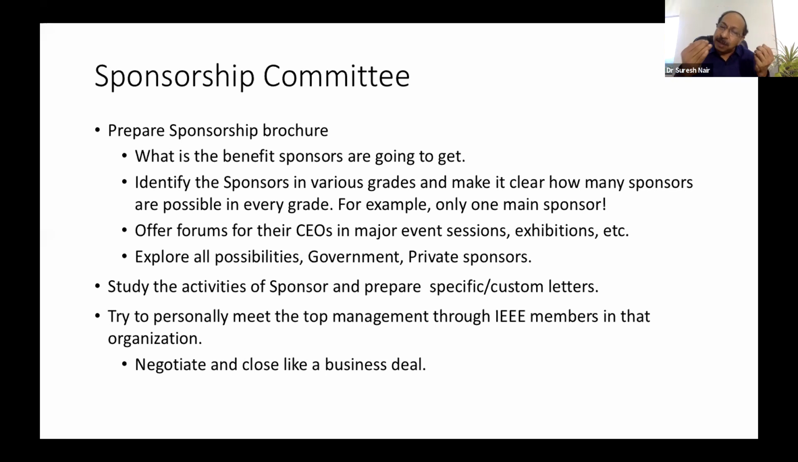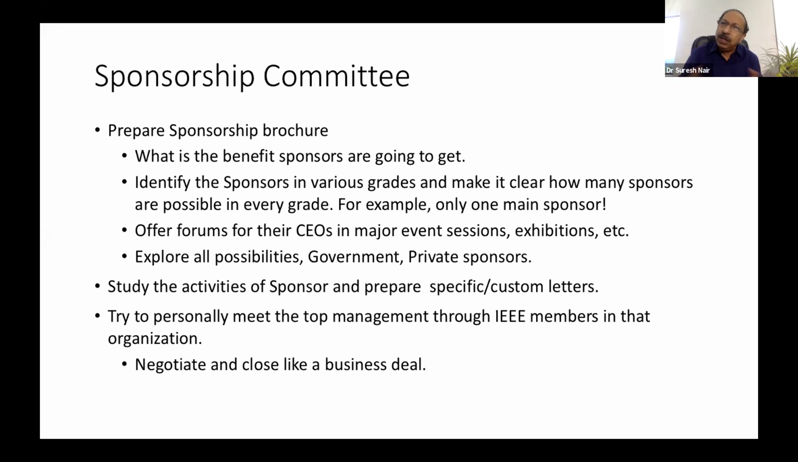There are some corporates which are looking for the best slot, and they want nobody else to share that platform. So all these things you have to understand. You also have to offer forums for their CEOs in some of the major sessions, so that there will be support from them also, and they can also expose some of the activities of the company. And you explore all possibilities.